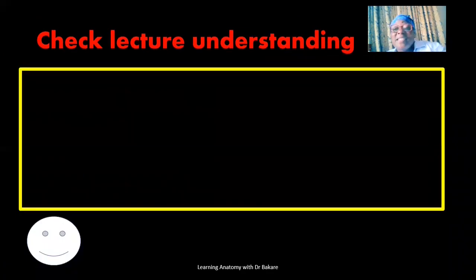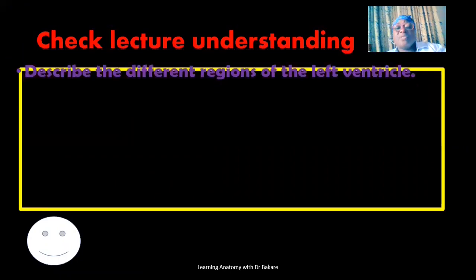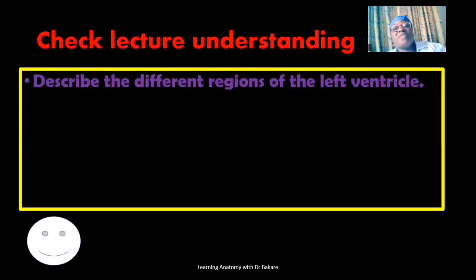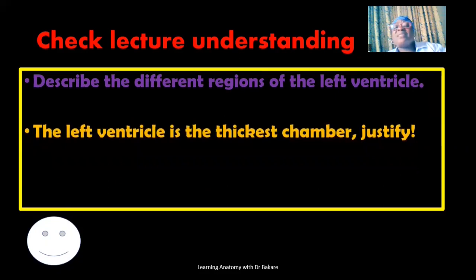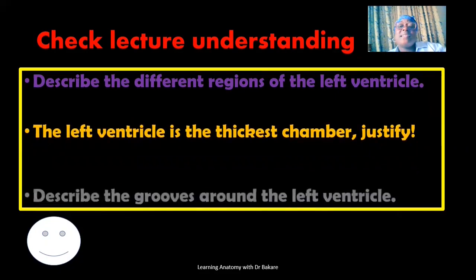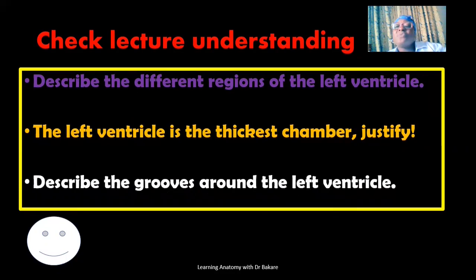You can check your understanding of this lecture through the following questions. The first one is to describe the different regions of the left ventricle. This we have highlighted during our lecture. The second question is, the left ventricle is the thickest chamber of the heart. Can you please justify this? And the third question is to describe the grooves that are seen around the left ventricle.